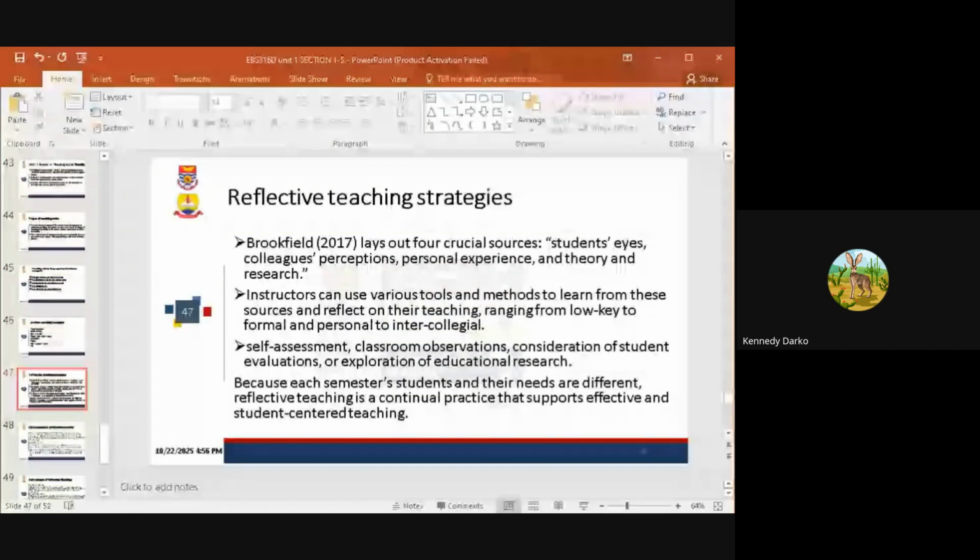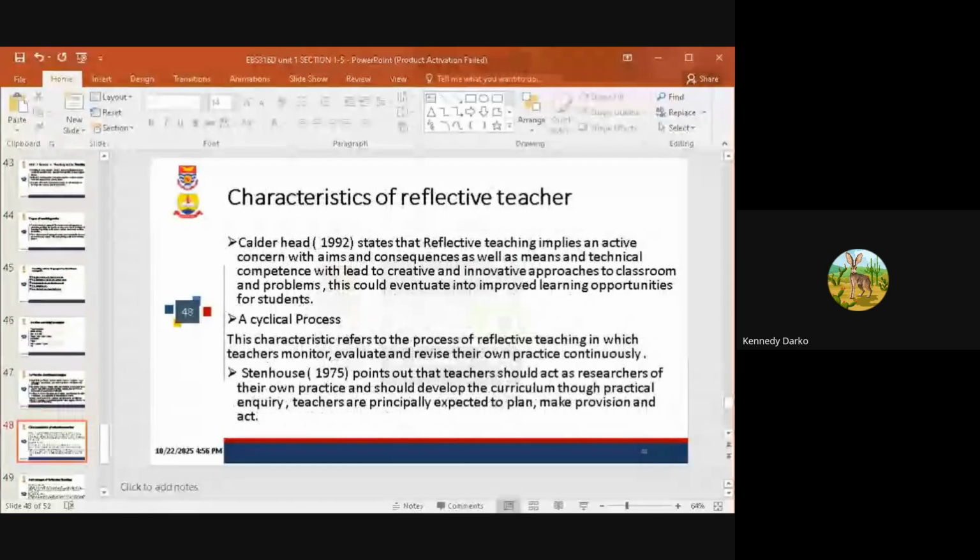So this is what we have for the instructors: self-assessment, classroom observation, consideration of student evaluation, or exploration of educational research. Because each semester students and their needs are different, reflective teaching is a continual practice that supports effective and student-centered teaching. Every semester, each student comes with a different variety of problems. So we have to do reflective teaching.